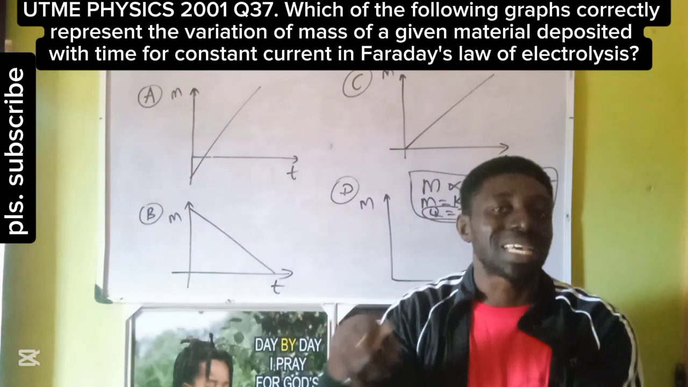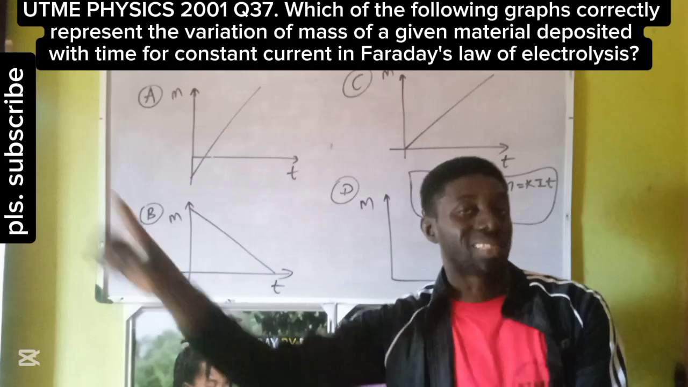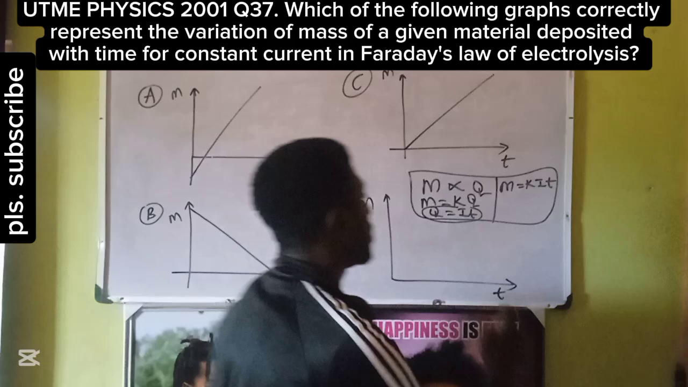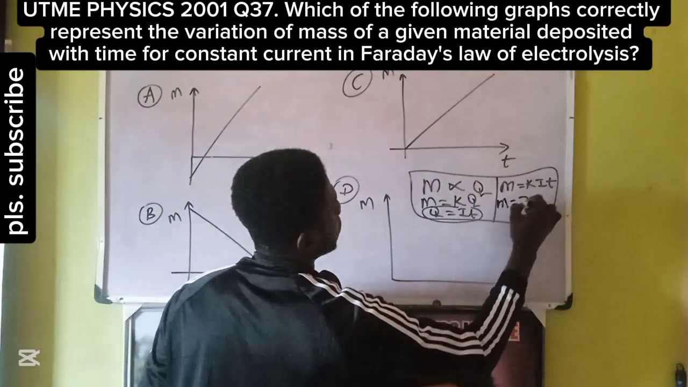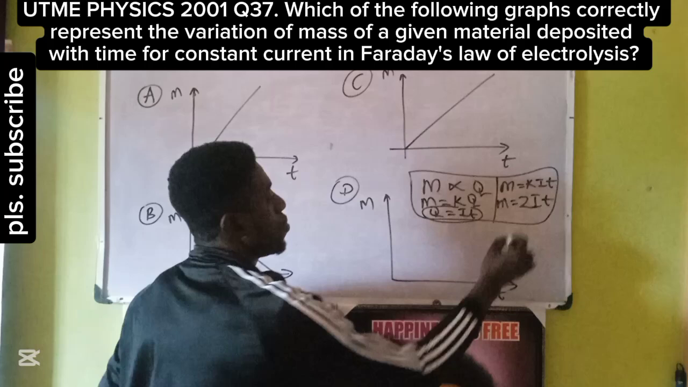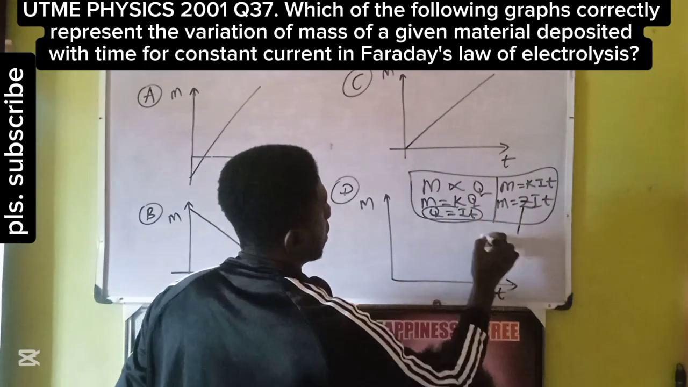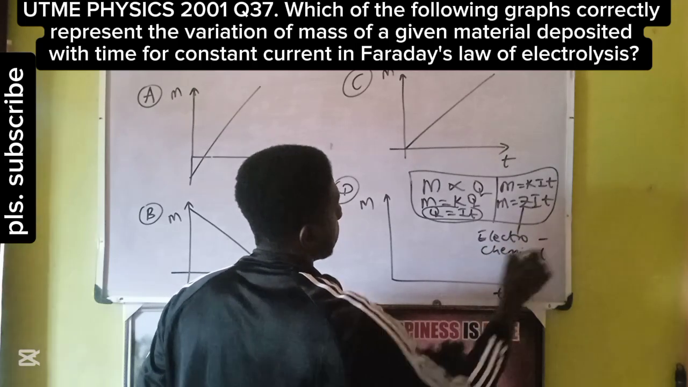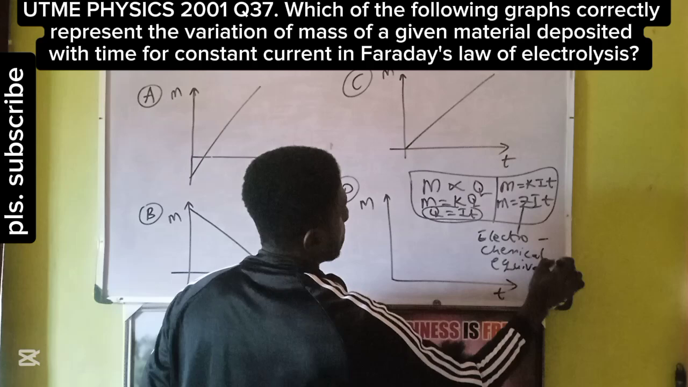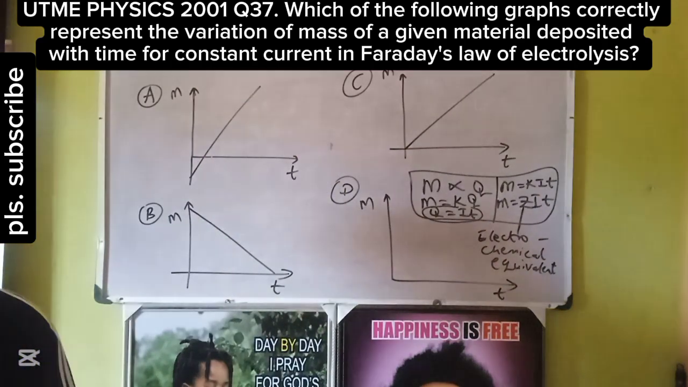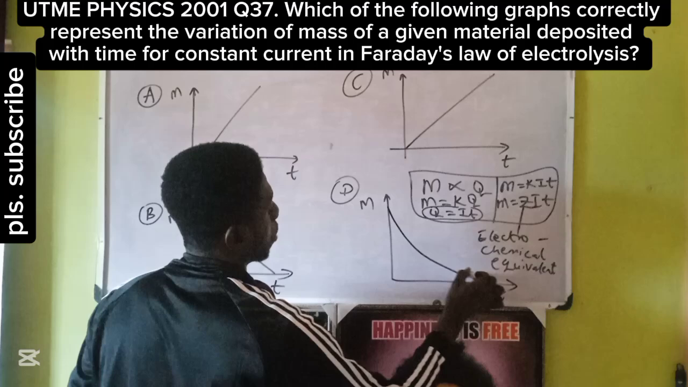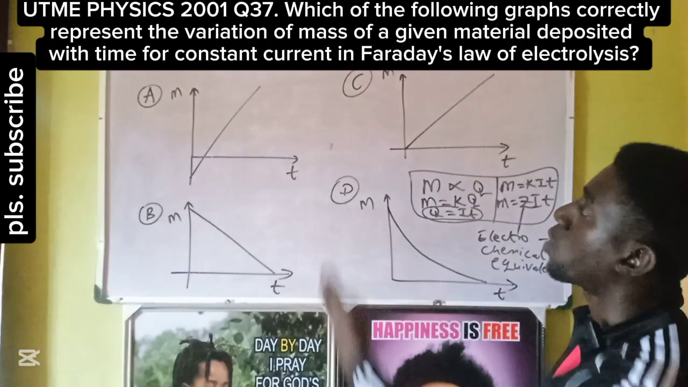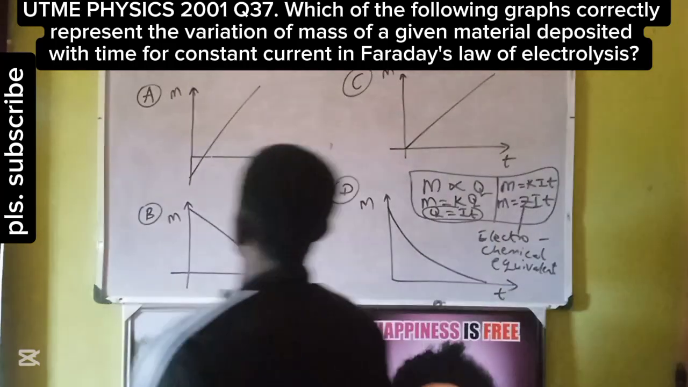Why? We're using electrical energy to bring about chemical energy. Electricity, chemical equivalence. We use electricity to bring about chemical equivalence. So the name of this constant is Z, and M is equal to ZIT, where Z is electrochemical equivalence. Then from this equation, we can now solve the question. Then going back, we're given graphs. See what the graphs are saying.